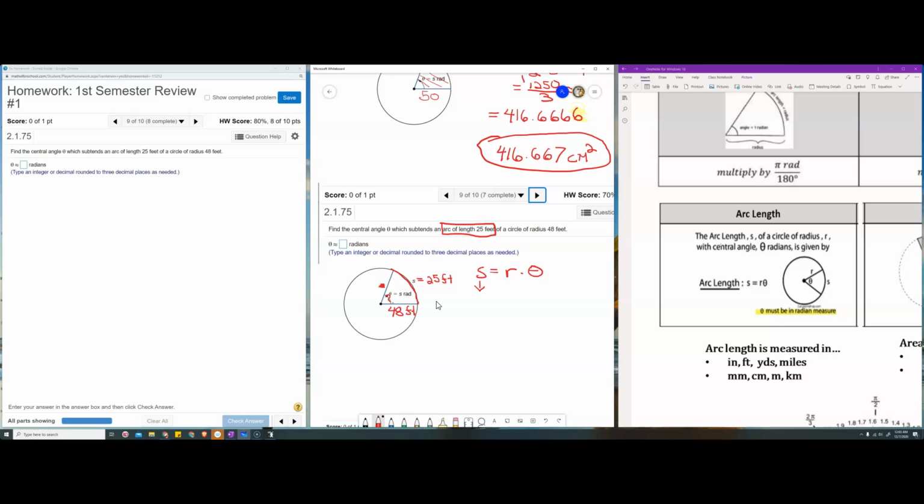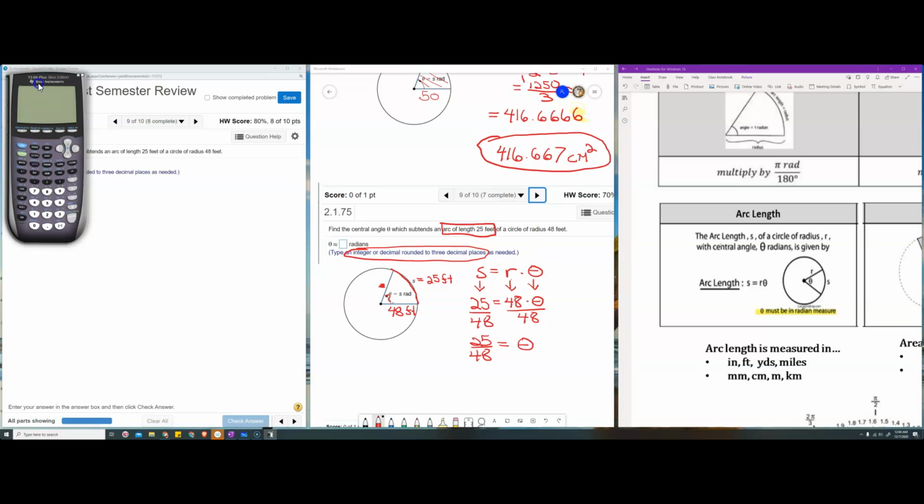So I fill in what I know and then I solve for what I don't know. So S is 25 feet. R is 48 feet. And now I'm going to solve for theta. So I'll divide both sides by 48. And I get 25 over 48 is equal to my angle. And the instructions say type an integer or a decimal rounded to 3 places. So we're going to divide that out on the calculator. 25 divided by 48.